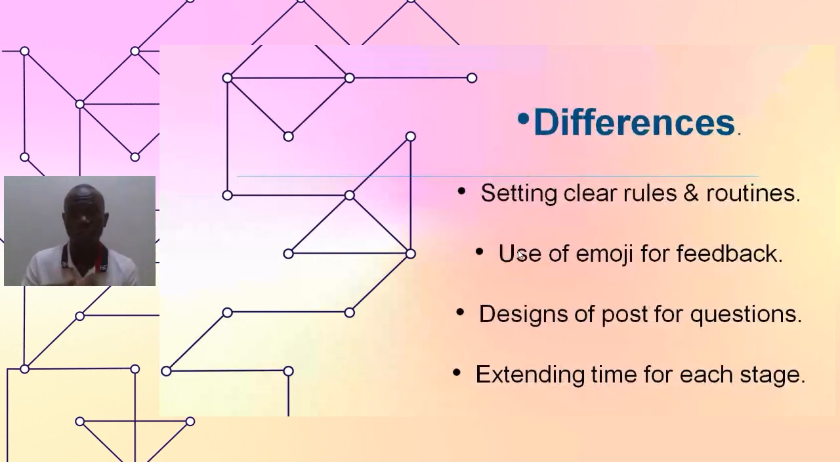Now, what are the differences? The difference is with the virtual classes, I need to set some clear rules and routines from the very beginning because I cannot see them. I don't know what they are doing, but I need to make things clear so that we can do the class accordingly. And I can use some emoji for feedback, some very animated emoji, some very lively emoji, instant emoji, and that's something very fun, very fun.